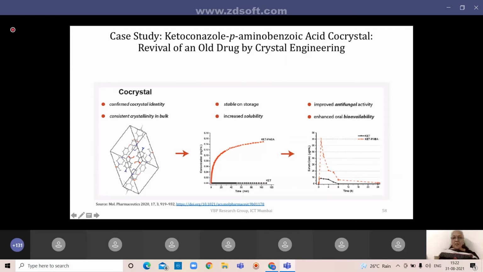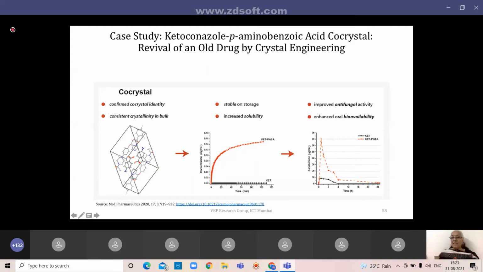This is how ketoconazole behaves. It's almost parallel to the time axis. Whereas when you are having the ketoconazole with PABA co-crystal, see the kind of increase it gives. So they formed co-crystals, confirmed its identity, confirmed that it gives consistent crystallinity in bulk also, shown that it is stable on storage, shown it is more soluble. Not only that, can you see this particular kinetic profile where a very, very high Cmax is reached. Not only that, the level also is maintained for a longer period of time as compared to only ketoconazole.